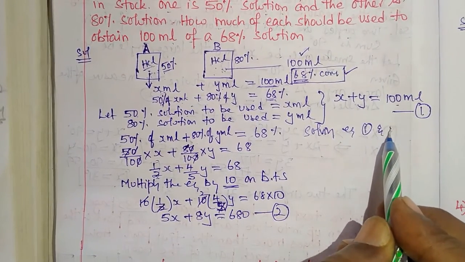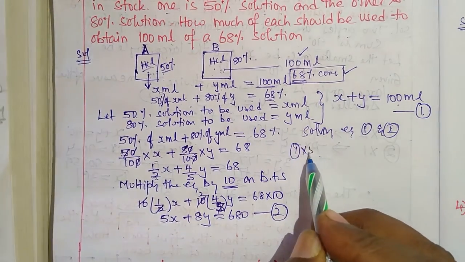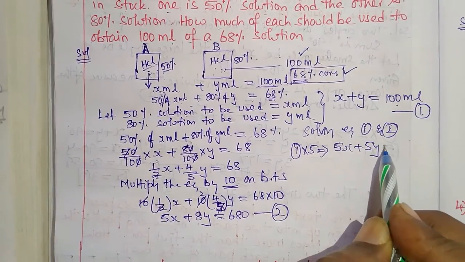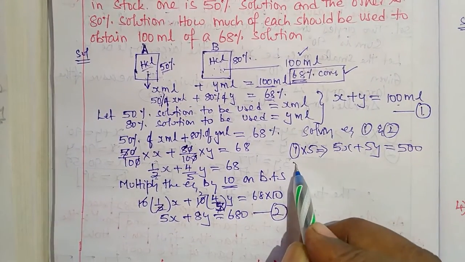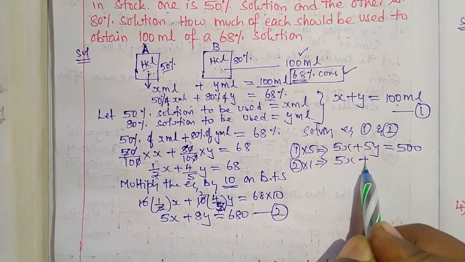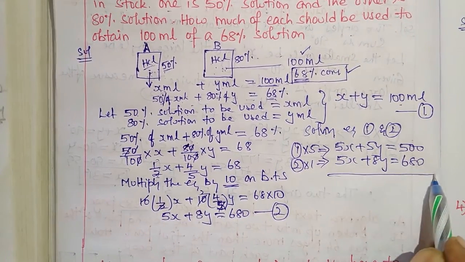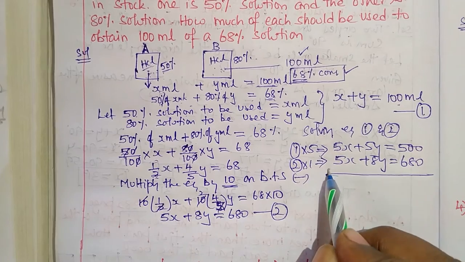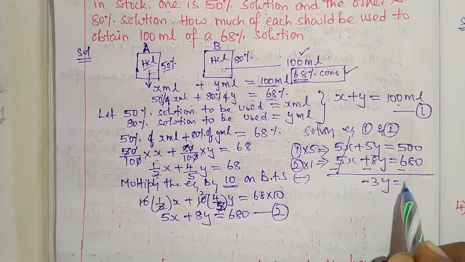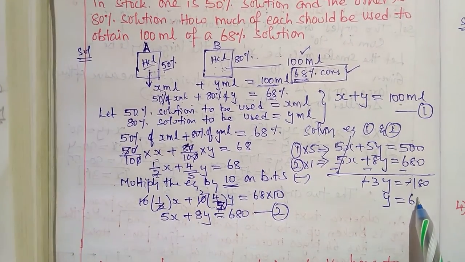Now solving equation 1 and 2, I will make the coefficient of y the same here. Equation 1 I will multiply by 5. I will get 5x plus 5y equals 500. Equation 2 I will multiply by 1 itself. I will get 5x plus 8y equals 680. To eliminate x I have to subtract it. When I subtract, 5x minus 5x cancel. So this is minus 3y equals minus 180. Minus, minus cancel. Y equals 180 by 3, which is 60.